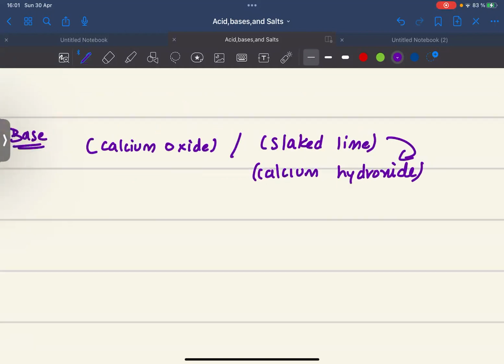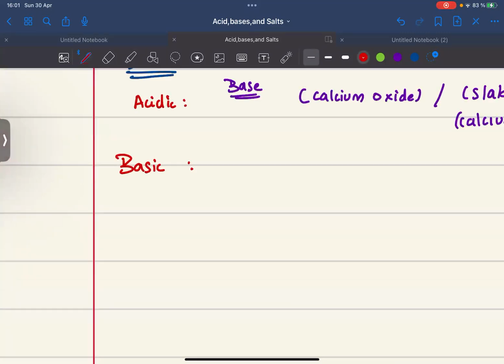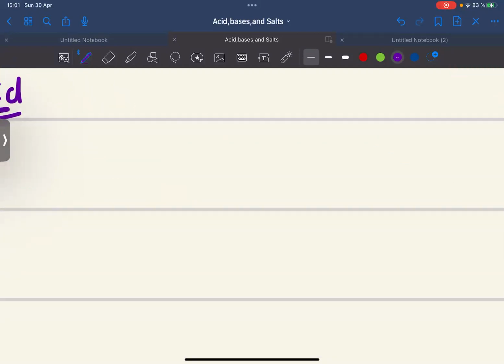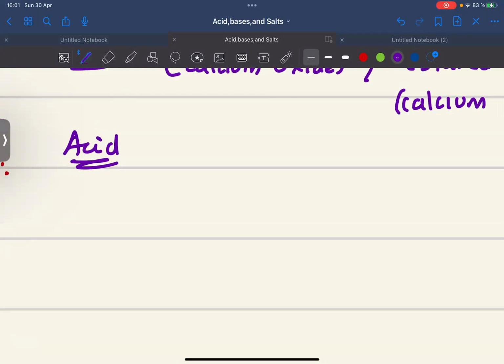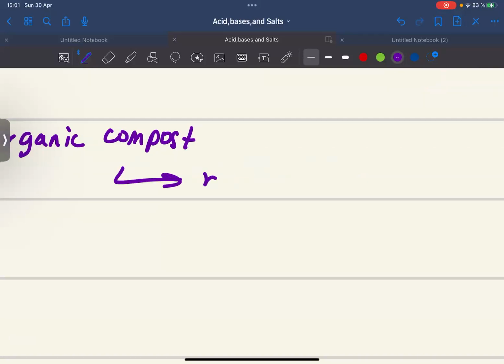All right. So if the soil is too basic, then you will add an acid, which is, what do you say, an organic compost, basically. Peelings of fruits, eggshells. So the soil is basic, organic compost is added to it. In organic matter, they will release acid, which will neutralize the base.